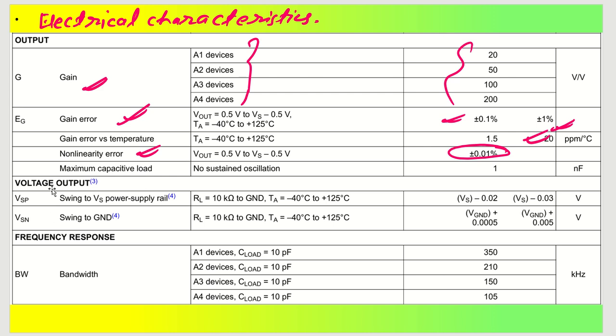And coming back to the output voltage swing, you have to understand VSP and VSN. So SP is the positive side and SN is the negative side. Okay, so as you can see, this is going to give you a maximum of VS minus just 30 millivolt, that is 0.03 volt. So let us say if you have supplied 5 volt, then you will be able to get 4.97 volt maximum. Similar to that, on the ground side it will have 5 millivolt. So if ground is 0 volt, then you will be getting a minimum of 0.005 volt, that is 5 millivolt. So your output swing will be 5 millivolt to 4.97 volts.